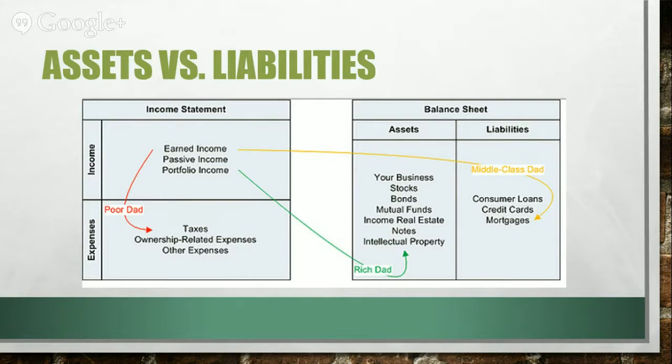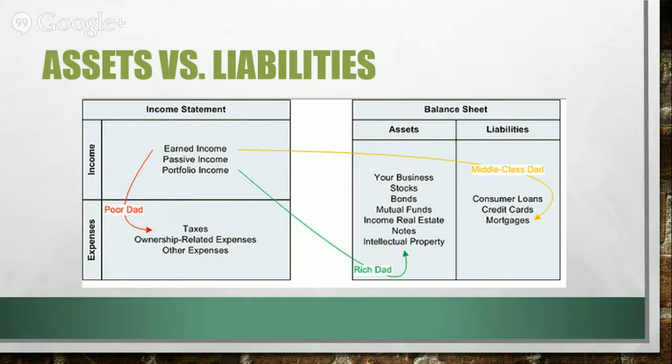The same thing with credit cards, consumer loans, school loans. All of those would actually go into liabilities. The way you can think about liabilities is just debt. It's just things that you owe money on. It could be car loans. Again, all of that would go into liabilities.